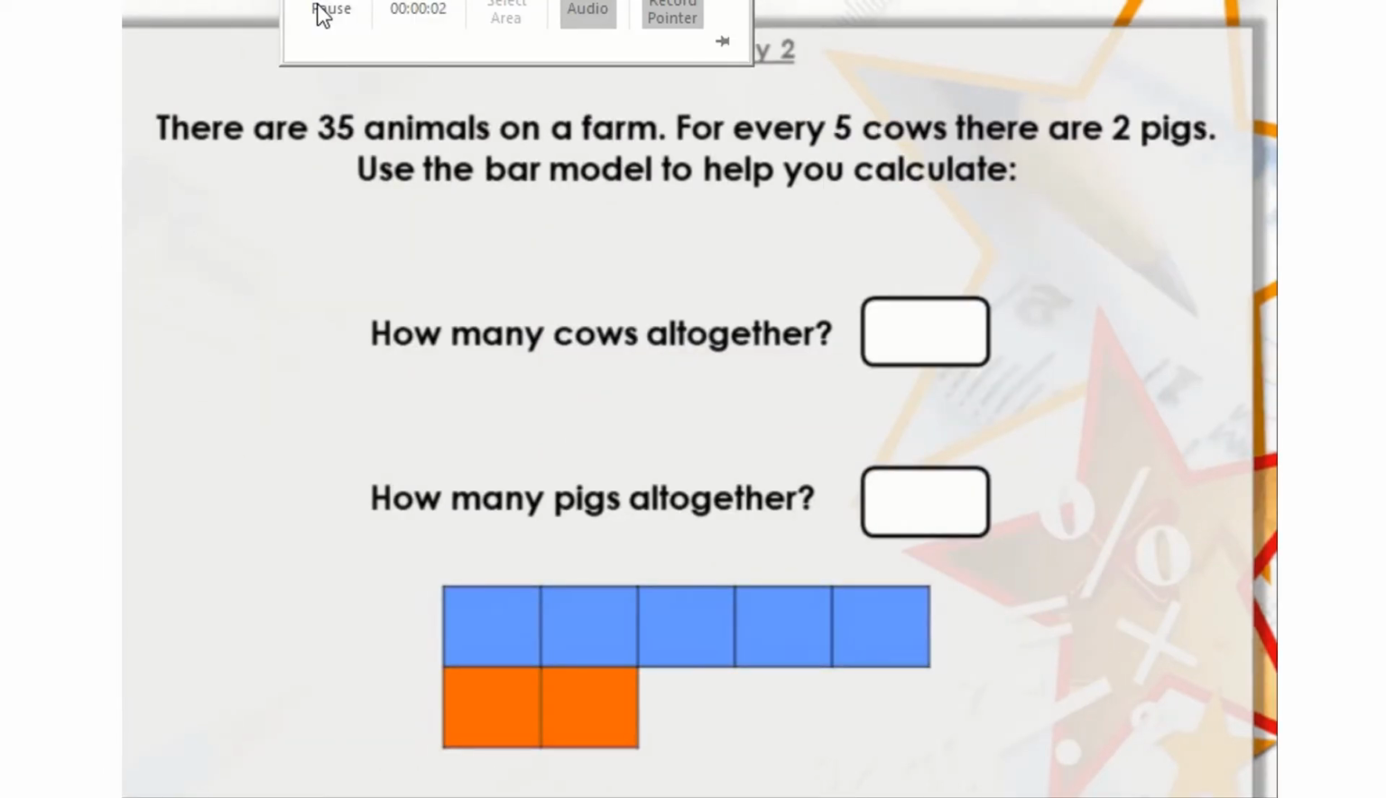There are 35 animals on a farm. For every 5 cows, there are 2 pigs. Use the bar model to help you calculate how many cows altogether and how many pigs altogether.